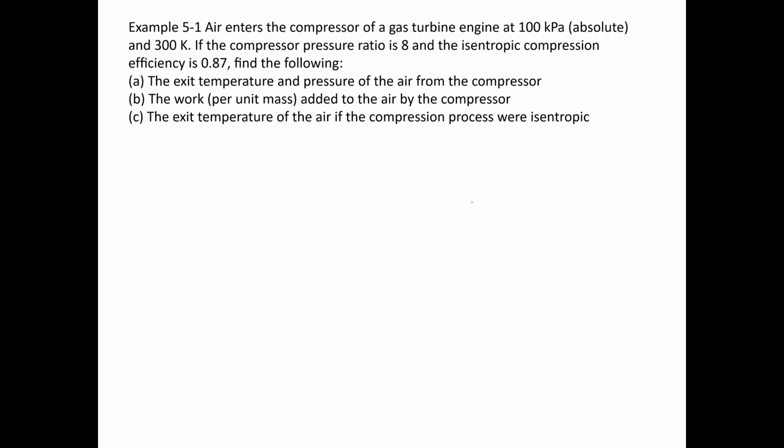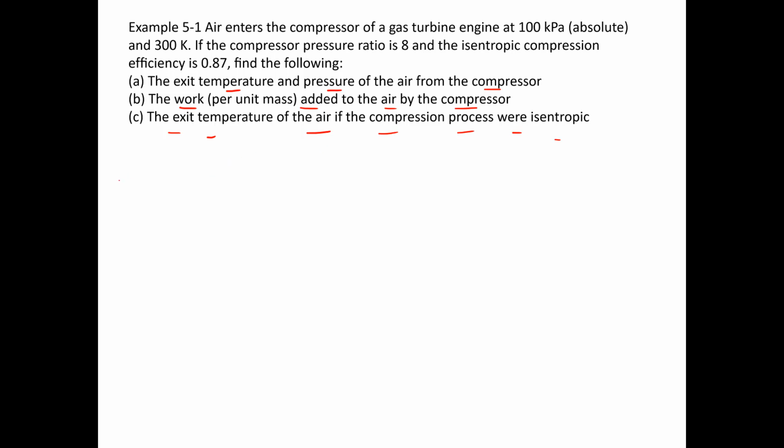To drive that home a little bit, let's do an example problem from your book. The problem reads: air enters the compressor of a gas turbine engine at 100 kPa and 300 Kelvin. If the compressor ratio is 8 and the isentropic compression efficiency is 0.87, or 87%, find the following: the exit temperature and pressure of the air from the compressor, the work per unit mass added to the air by the compressor, and the exit temperature of the air if the compression process were isentropic.